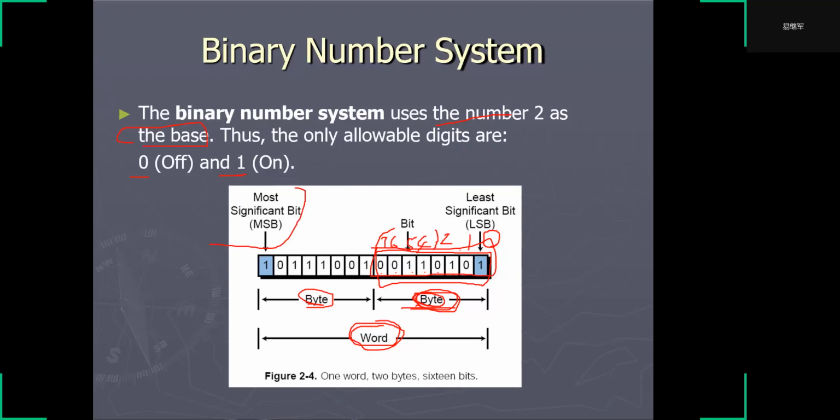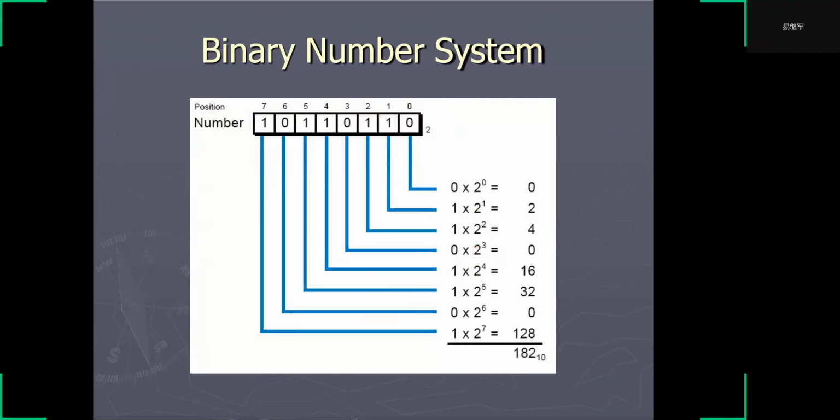The left end is the most significant bit. The right end is the least significant bit. Just similar to the decimal number system, we can represent the below like this.